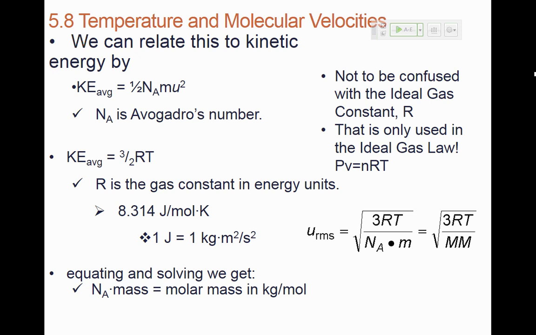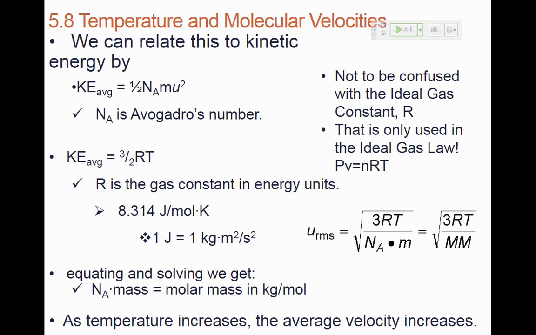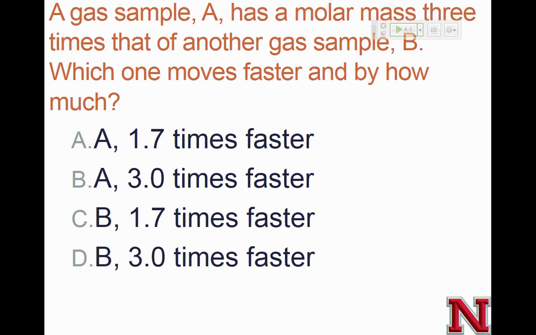What this says is, the bigger the molar mass, the slower the velocity. Notice, if your molar mass is bigger, your velocity decreases. If your temperature is bigger, u_rms is a bigger number, so your velocity increases. So that all makes sense.